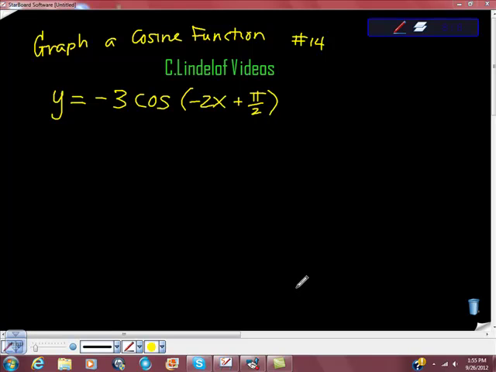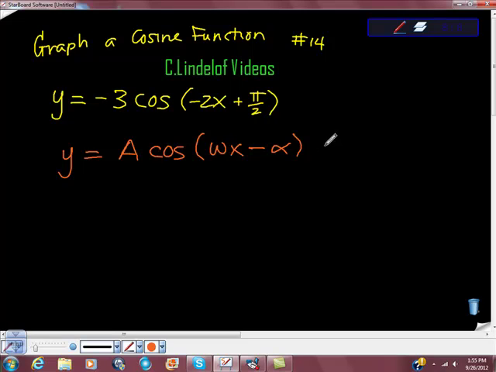We're going to try to graph y is equal to negative 3 cosine of negative 2x plus pi halves. The first thing I want to give you is that we're looking at it in this form: y is equal to a cosine omega x minus alpha. Do it again, minus alpha. Sometimes we'll put a k out there.